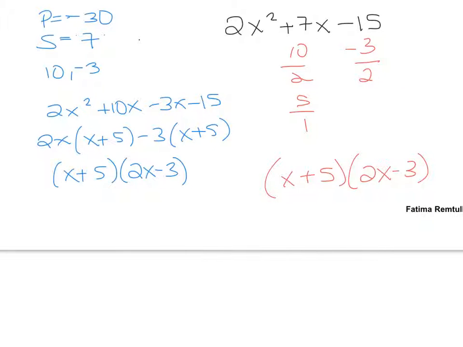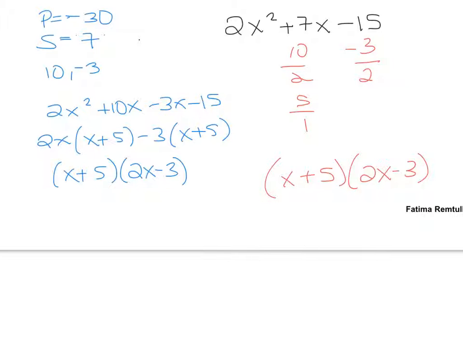Okay, so here in the blue, I started at the question, I found my product. 2 times negative 15 is negative 30. My sum is the middle number, so 7. What two numbers multiply to negative 30, but those same two numbers add to 7? We figure out that it's 10 and negative 3.